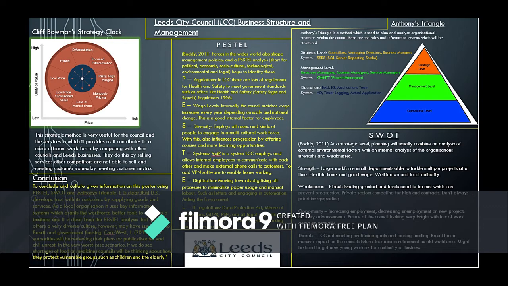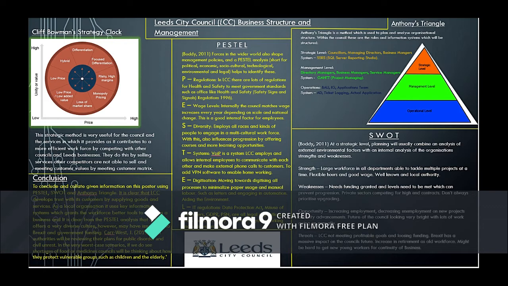Moving on to technological. Leeds City Council has systems such as Voice over IP, which is a system that LCC employs and allows internal employees to communicate with each other and make external phone calls to customers. Also, Leeds City Council has VPN software which makes it very easy to enable home working.